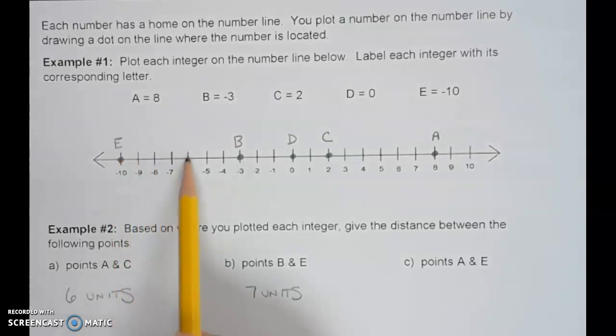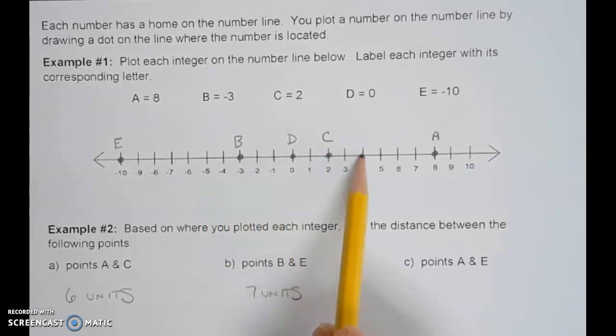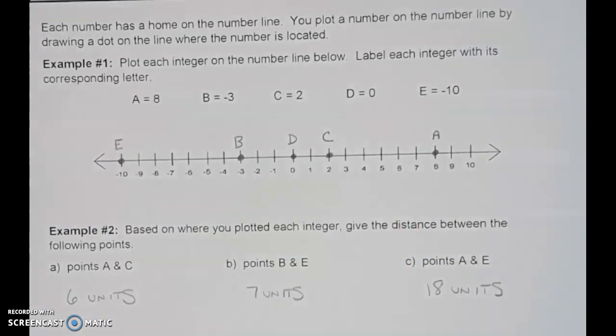1, 2, 3, 4, 5, 6, 7, 8, 9, 10, 11, 12, 13, 14, 15, 16, 17, 18 units apart. A and E are 18 units apart.